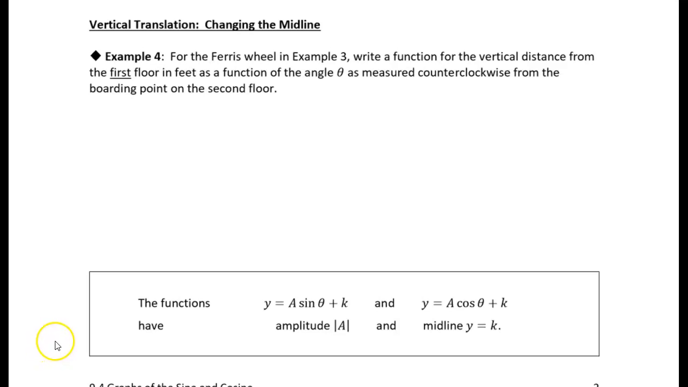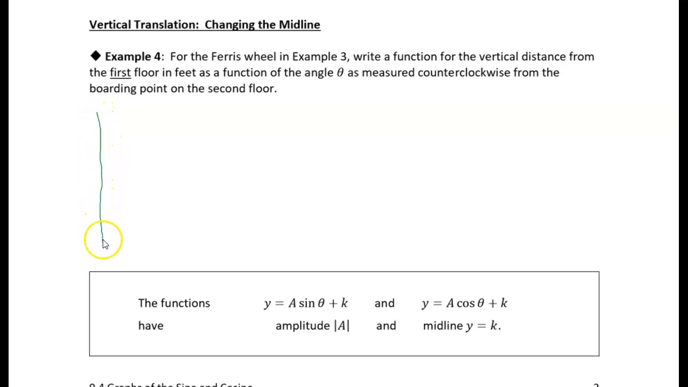All right. So this example is the same Ferris wheel as in the previous example, except that now we want to write a function for the vertical distance from the first floor, instead of the second floor. We want a function for the height above the first floor in terms of an angle of theta. Okay, so let's first of all just graph what that's going to look like.